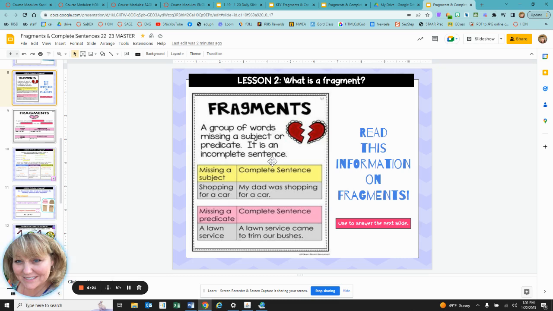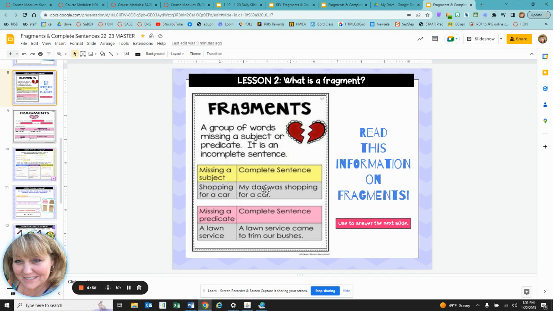On this one, this is your second lesson. What is a fragment? So we've talked about what is a subject and a predicate. Now we're looking at what is a fragment. And a fragment is a group of words missing a subject or a predicate. It is an incomplete sentence because for it to be a complete sentence, it must have a subject, a predicate, and it must be a complete thought. So it is a fragment if it is missing a subject.